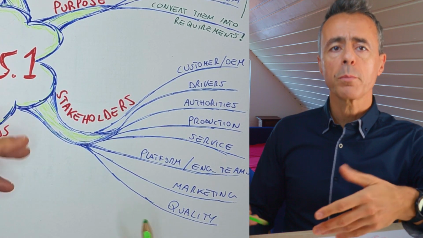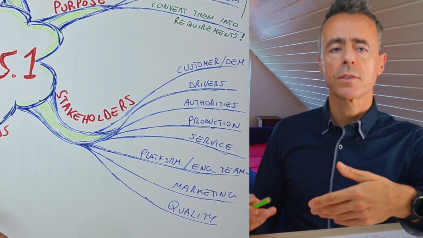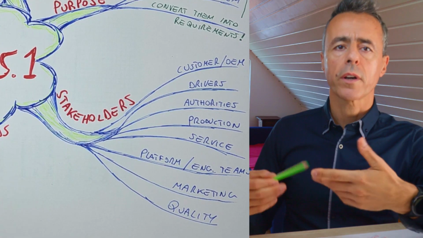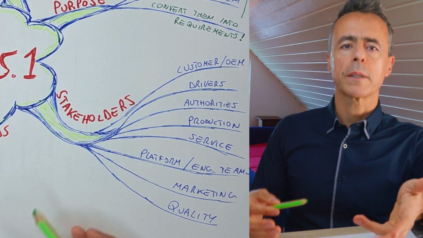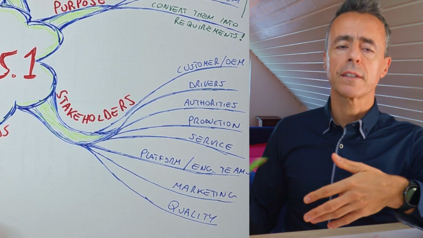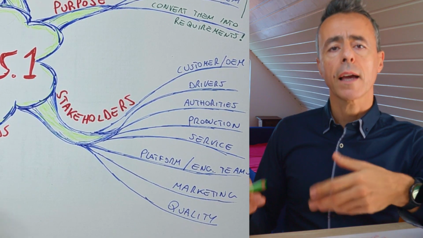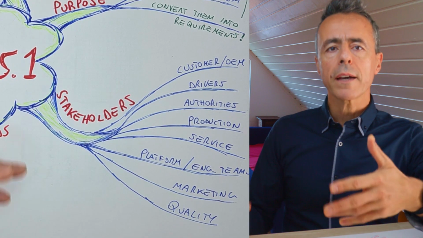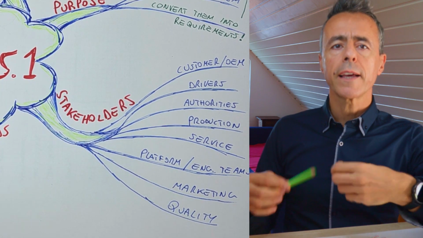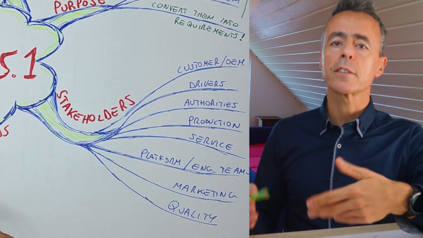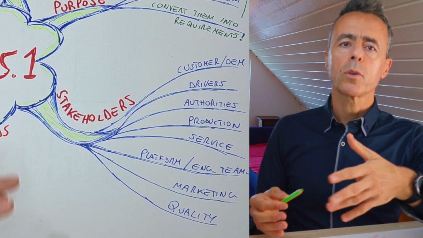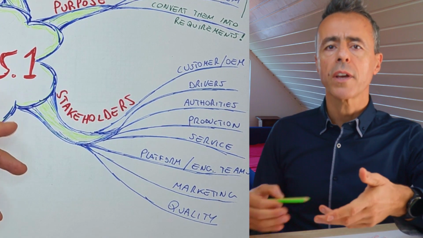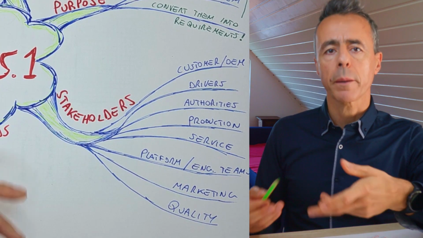Then we have platform and internal engineering teams. They care about software reuse, software architecture compatibility, defined interfaces with other control units, like for example transmission or body controller. Then we have marketing and product planning. They define features that create customer value. They care about differentiation from competitors and alignment with brand perception.